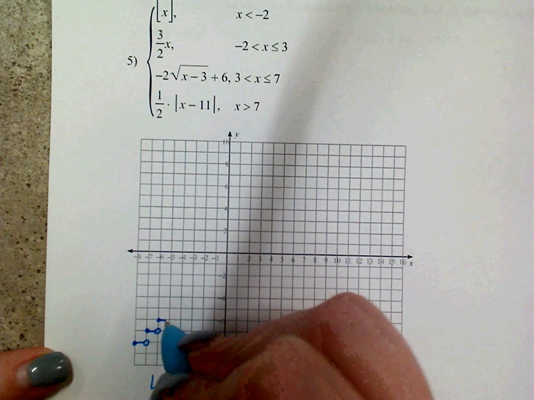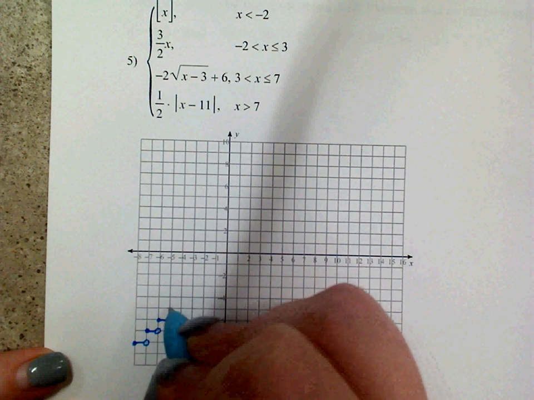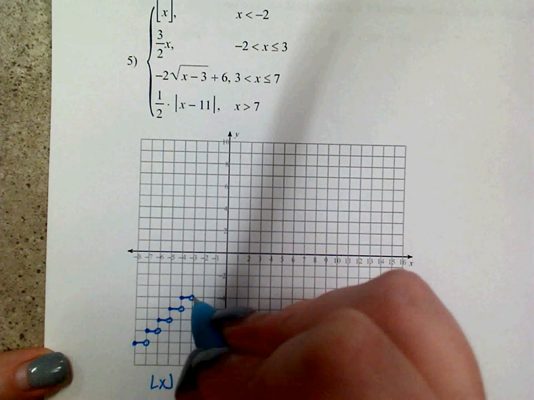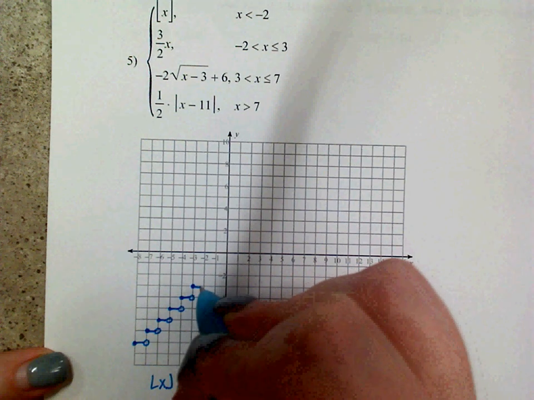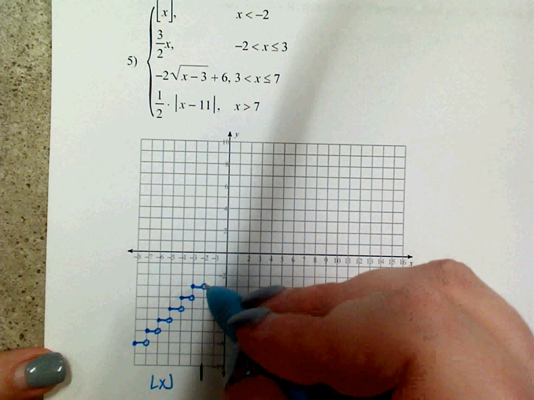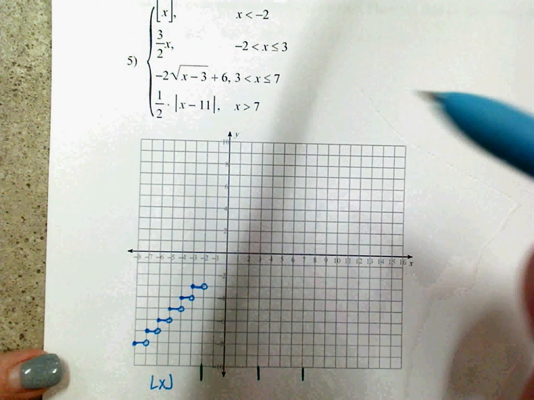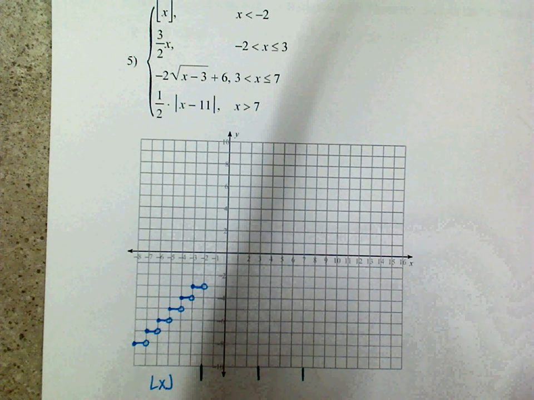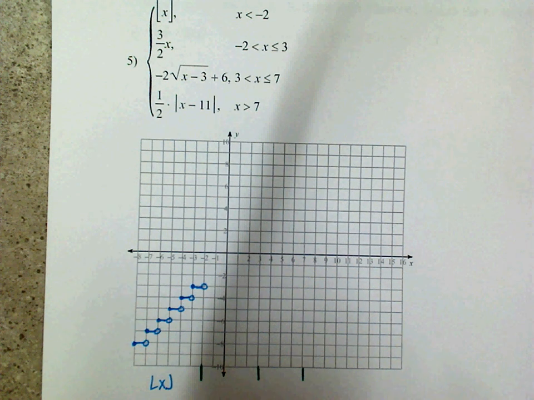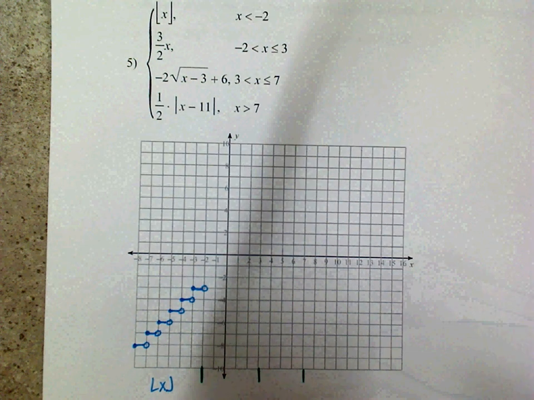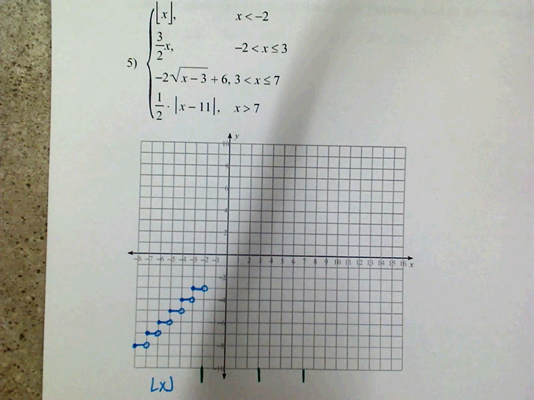I'm -5 until I'm -4. I'm -4 until I'm -3. I'm -3 until I'm -2. Now, normally I would put a dot right there, but we said only up to -2. We don't actually include it. So that is the end of that step function. All right, the next one is a linear function.